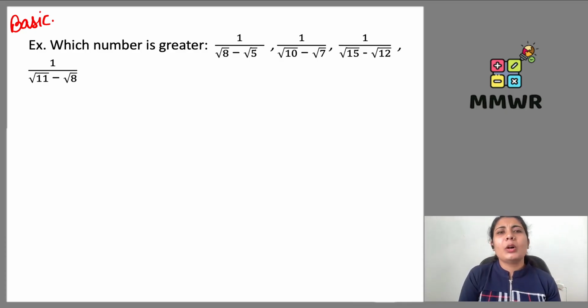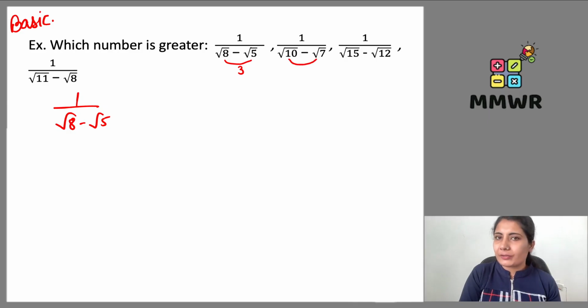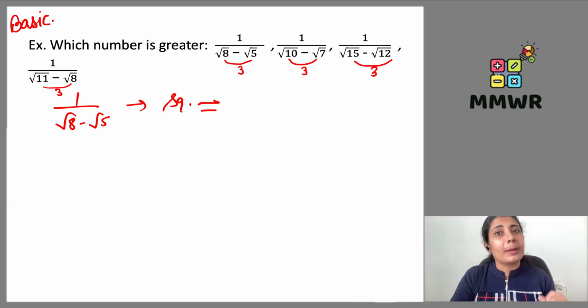So what is given here? 1 upon root 8 minus root 5. We can see here the difference is 3. Here also the difference is 3. Here also 15 minus 12 gives me 3. Here also the difference is 3. So can I directly take this square here? I am just asking you. I'll be discussing why we are not applying the same method as we did last time, 1 upon root 8 plus root 5. We directly did this square. In the denominator only we took the square of root 8 plus root 5 and then we got our answer after calculating. That was the basic method.